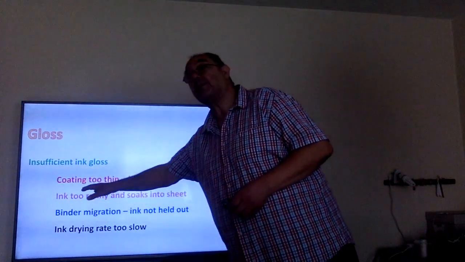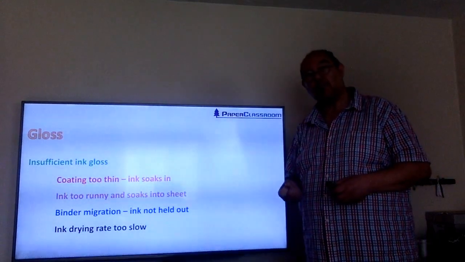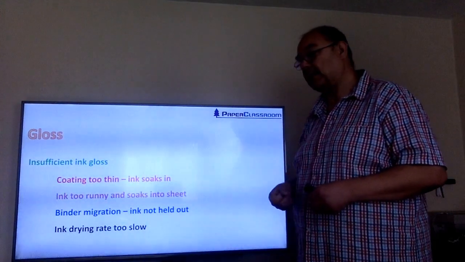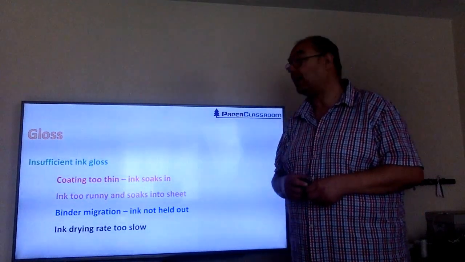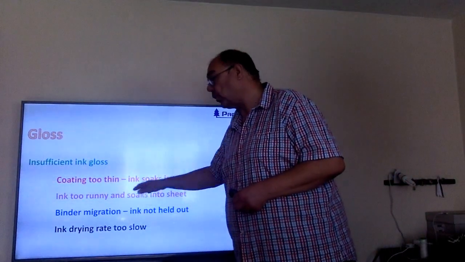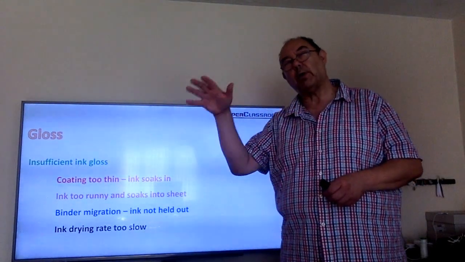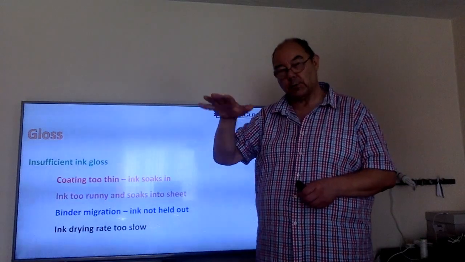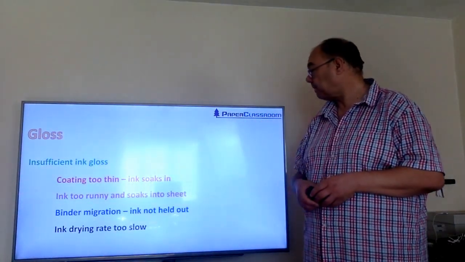It could be that the printer made a problem and the ink was not viscous enough, so it was too runny, either because there was too much solvent in there or the workshop temperature was too high. That again will cause the ink to penetrate beyond the surface. It won't sit proud on the surface where you want it.